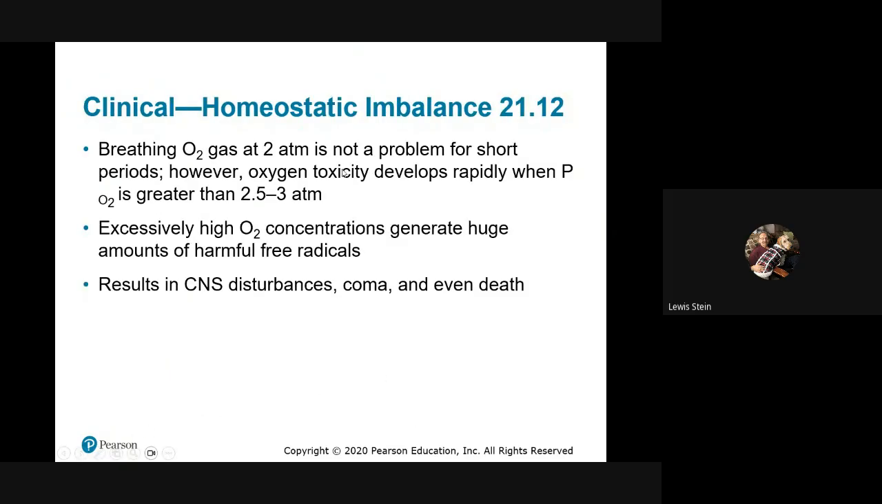So breathing oxygen at 2 atmospheres is not a problem, but as Abby was saying, at 2.5 to 3 atmospheres, it can be a problem. And here's the thing: free radicals. I think you have to be aware of that.